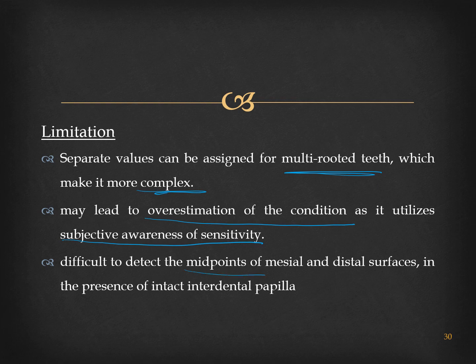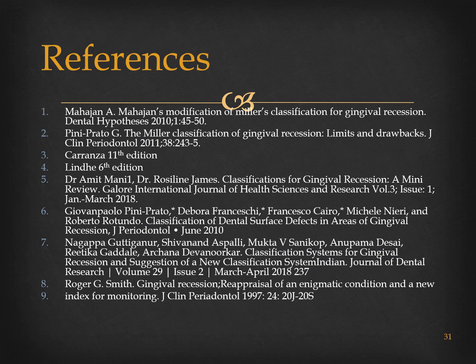Difficult to detect the midpoints of the mesial and distal surfaces. So basically they have included the mesial midpoint and the distal midpoint in order to classify the horizontal component. So it is difficult to detect those midpoints and measure the CJ exposure according to this classification. These are the references from which these 7 classifications were taken, and their limitations were also taken from these references.